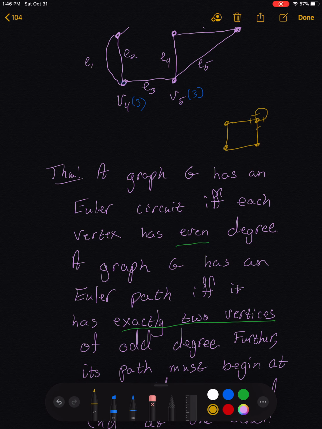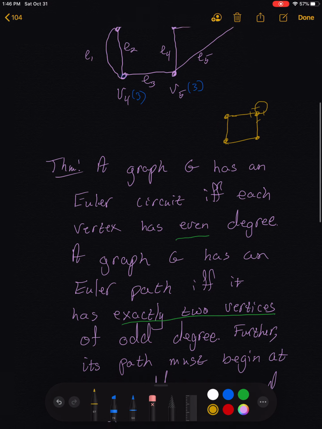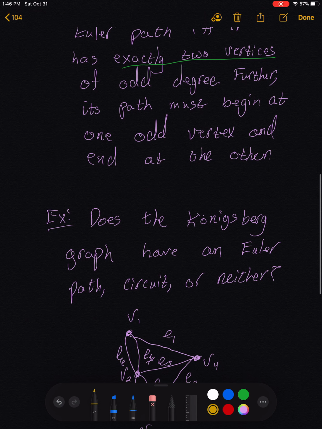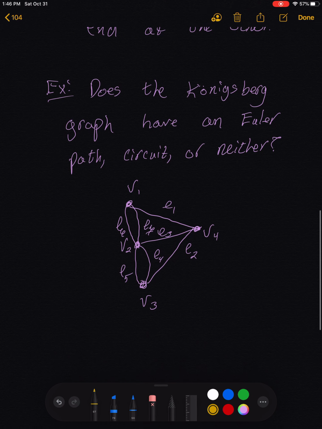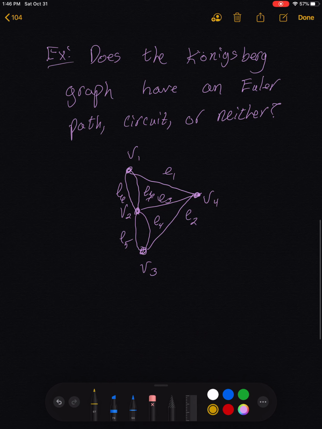So we only have no odds, which means there's a circuit, 2 odds, which means there's only a path, or more than 2 odds, which means there is neither. And now we can finally properly address the Königsberg bridge problem. Does the Königsberg graph have an Euler path, circuit, or neither?